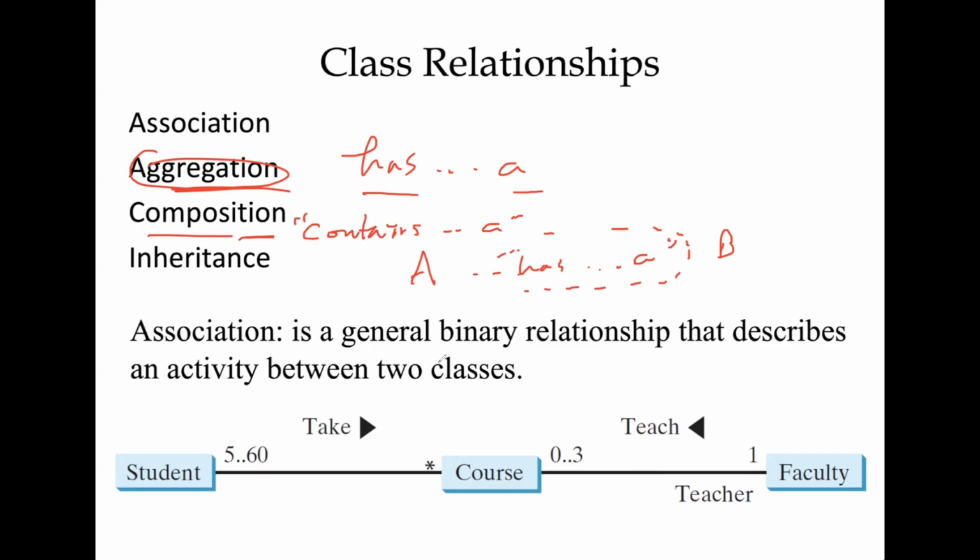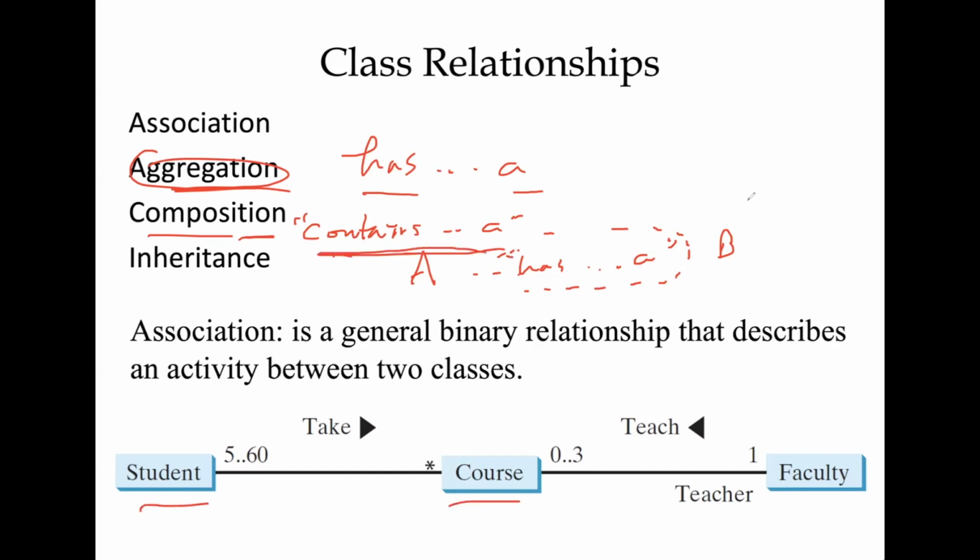One example of composition is a house class may have a composition relationship with a room class, where a room is part of the house and is created and destroyed with the house. Student and course is definitely not a composition.